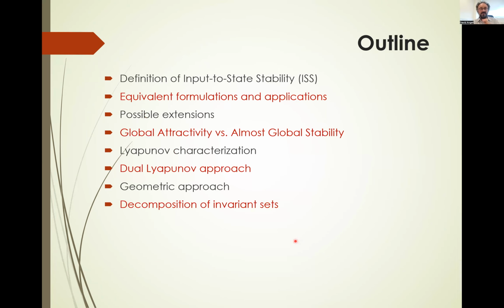So this is the outline of the talk. I will first of all recall the definition of input to state stability, the classical one. I'll try to go quick here, present some equivalent formulations and applications, and then really talk about possible ways to extend this notion to the context that I would like to deal with. So we'll compare two approaches. One is the global attractivity one versus what we could call the almost global stability one, and provide Lyapunov characterizations and so on. And finally, we talk about decomposition of invariant sets, which is a notion which is instrumental in stating the main results.